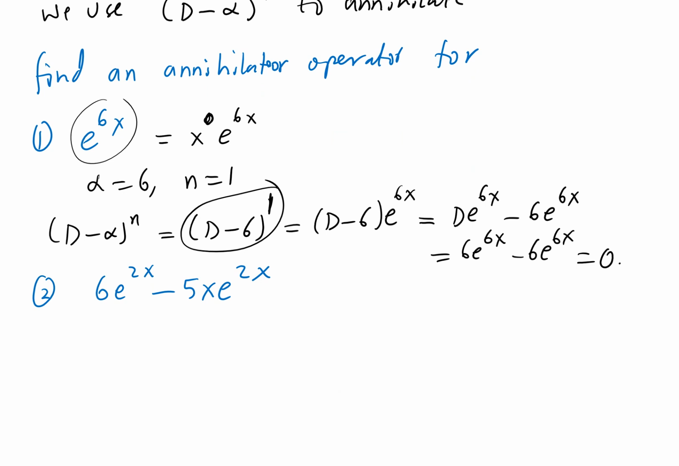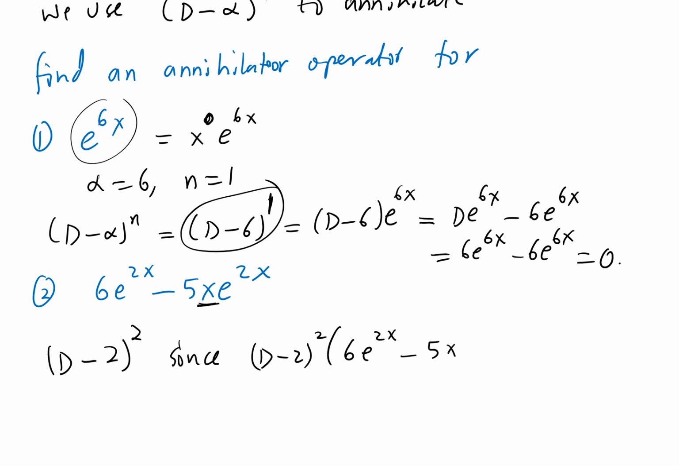For the next one, there are 2 expressions here. The way it works is we have d minus alpha here, as you can see, it's 2. But it's repeated. There's a repetition here. Do you see the x? So there should be a square here. So that would be the annihilator operator, since, again, if you do d minus 2 squared of all of this, that should give us 0.